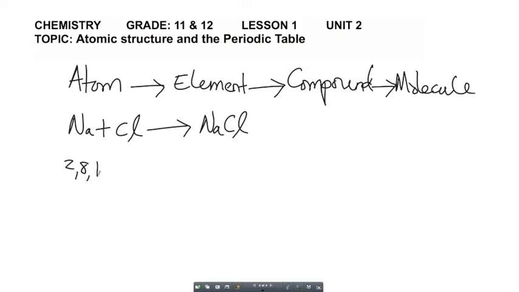So the electron configuration of chlorine is 2, 8, 7. The first shell accommodates 2, the next shell will accommodate 8, and then the last one is going to accommodate 7. So when we are talking about transfer of the electron, because this 1 in the last shell will be transferred to the last shell of chlorine, in other words, sodium will have 2, 8, and then chlorine is going to have 2, 8, 8.